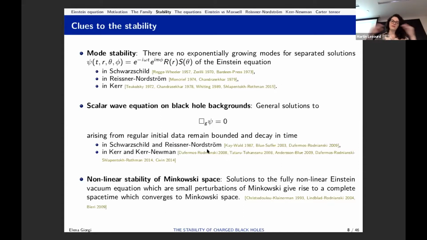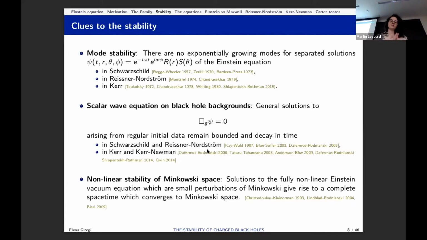It says that what could be terribly wrong, which means exponentially growing modes, are not present in the Einstein equation in Schwarzschild, Nordstrom, and Kerr. So there is no such work from back then for Kerr-Newman, and we're going to come back to this at the end of the talk. So this is for the mode stability case.